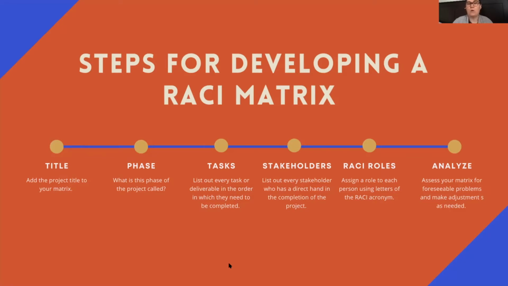So figure out what type of role and what type of responsibilities each directly involved stakeholder is going to have in the completion of your project. And then finally, you'll take a look at your completed RACI matrix and you'll do some analysis. So you're going to assess your matrix just so you can see if you can spot any foreseeable problems and then make necessary adjustments to avoid those problems.